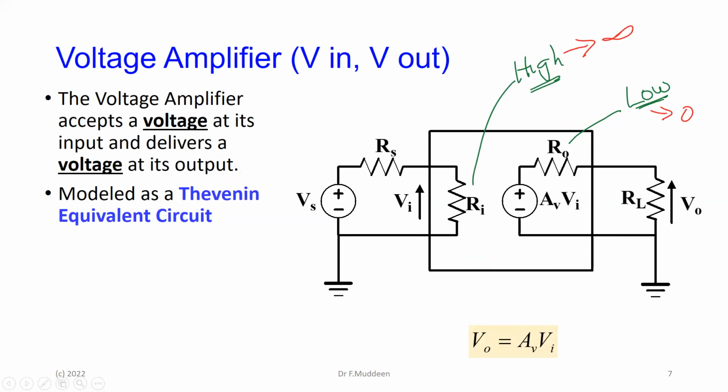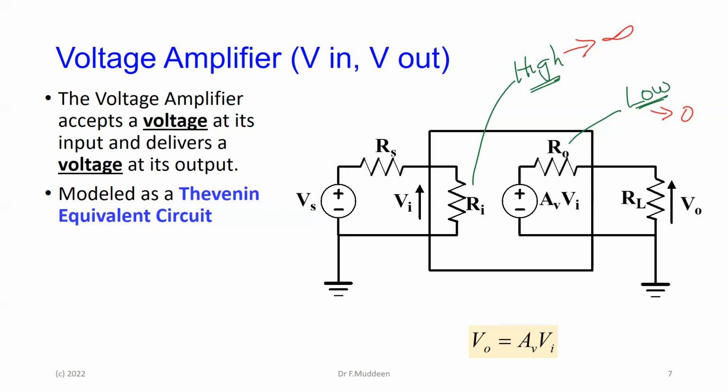The first thing is the voltage amplifier. This is the one that you've been meeting a lot, right? You've met this in simple things like an op amp. You set it up, you put a small voltage in, and you get a larger one coming out. So the voltage amplifier accepts voltage at its input and delivers a voltage at its output.